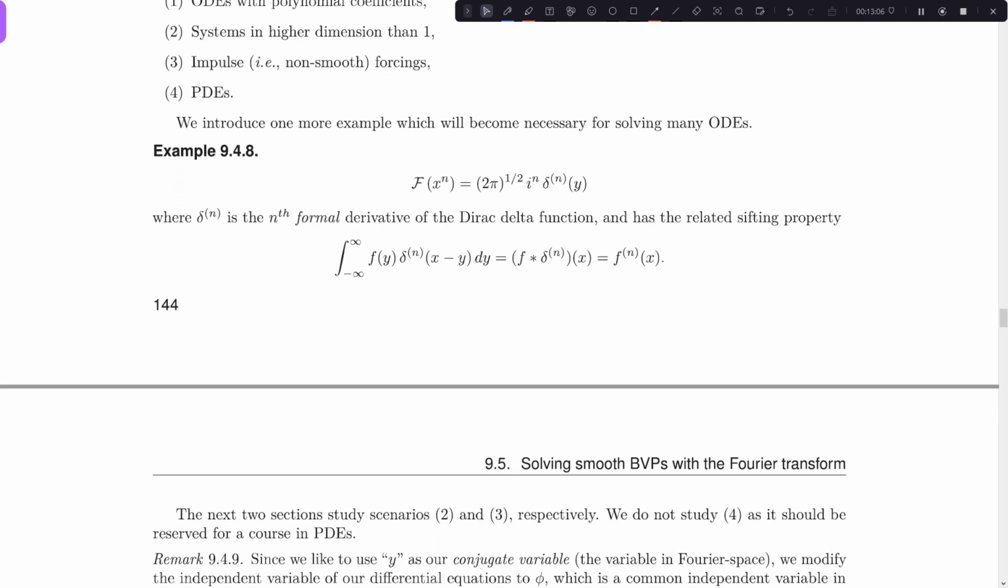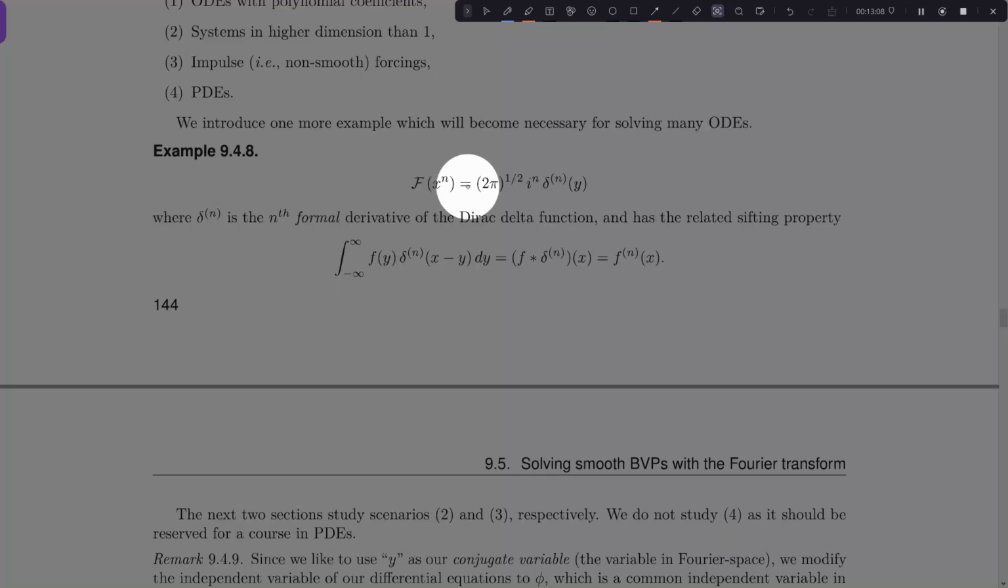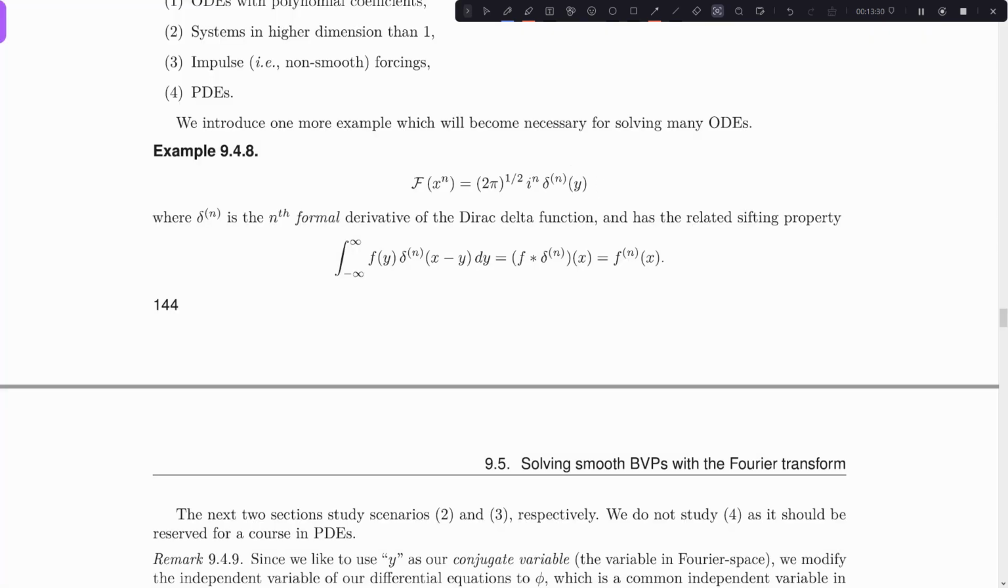So jumping down to the next example, we start to see the delta function show up. And since we've already talked about the delta function, I won't talk any more about it. Go see the last video if you want a refresher on the delta function. But in particular, I have derivatives on the delta function. So if I Fourier transform a monomial, I end up with n derivatives on the delta function. So that's something important to know.